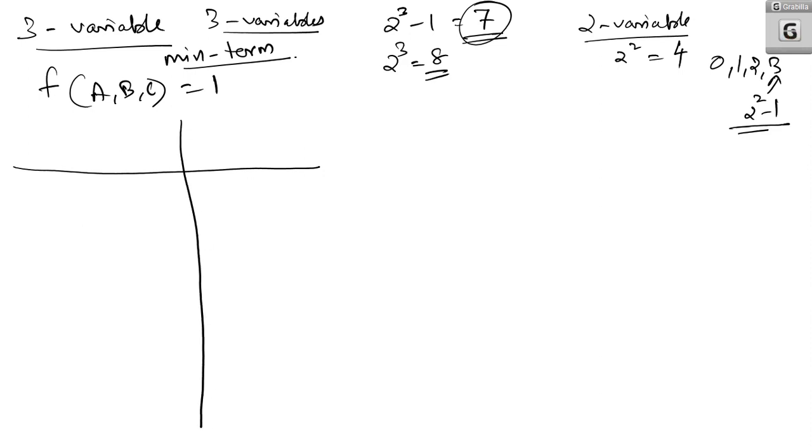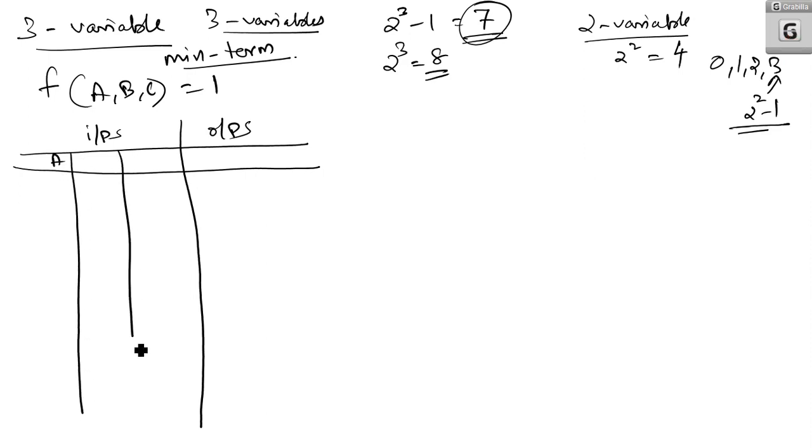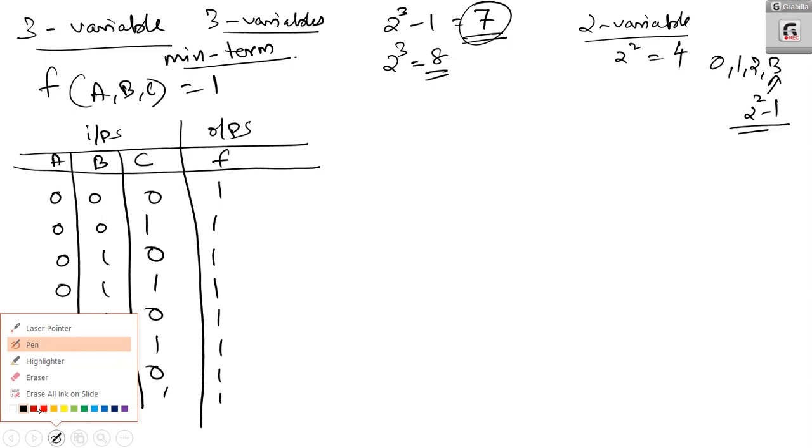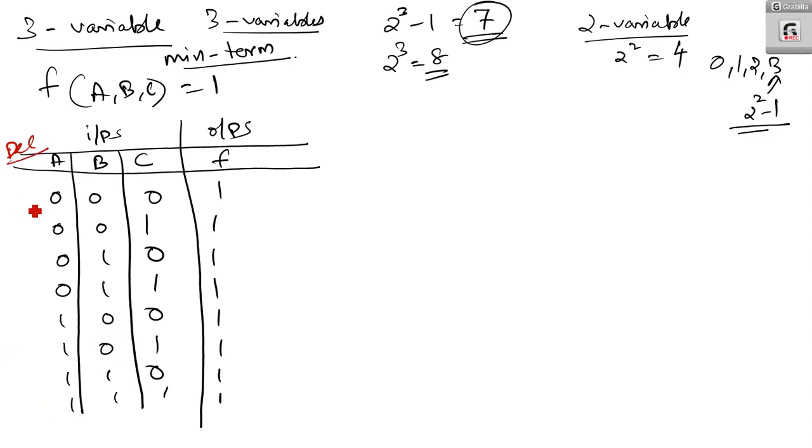So here we are having inputs and outputs. We are having A, B, C. So I am having 0 0 0, 0 0 1, 0 1 0, 0 1 1, 1 0 0, 1 0 1, 1 1 0, and 1 1 1. Being a minterm representation, I am keeping F as 1 for all terms. The decimal equivalents are 0, 1, 2, 3, 4, 5, 6, 7. That is 2 raised to 3 minus 1, you can count up to 7, or you can have 8 combinations.